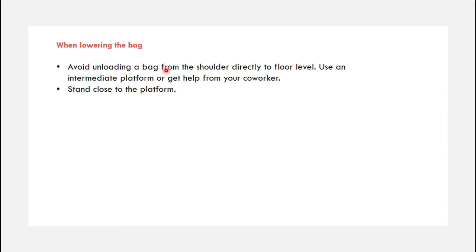Avoid unloading a bag from the shoulder directly to the floor level. Use an intermediate platform or get help from your co-workers. Kasi baka pwede masyado siyang mabigat. Tapos bigla mo na lang tinaas tapos mo sa likod. O sa shoulder mo, pwede kang mapabalian.